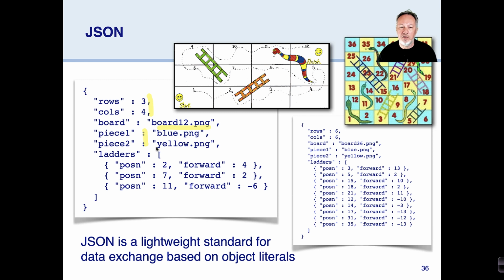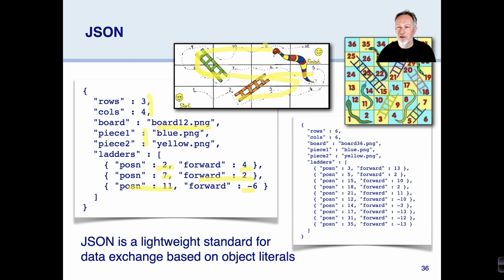One is a ladder that goes from position 2 forward 4 squares, 1, 2, 3, 4, to square number 6. Another one at position 7, which goes forward 2 squares to position 9. And another one, which is actually a snake, which goes from position 11 backwards 6 steps to square number 5. So we don't need a separate snake, we just model it as a ladder.